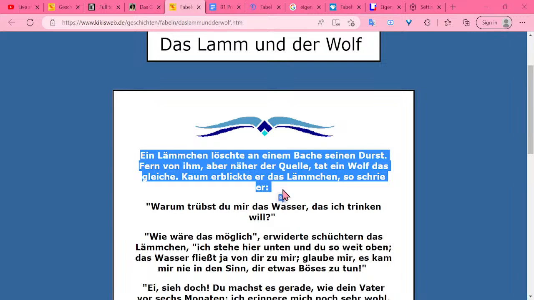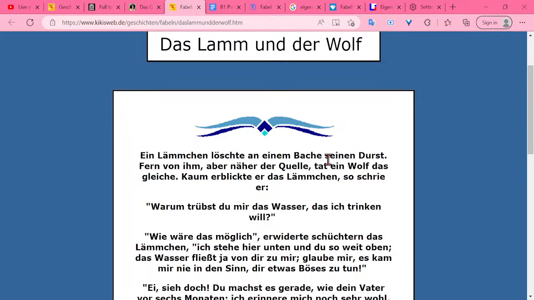Ein Lämmchen löschte an einem Bache seinen Durst. So he quenched his thirst in a little brook, fern von ihm, aber näher der Quelle tat ein Wolf das Gleiche. So a little bit at a distance from him, but still close enough, a wolf did the same thing. And you can already probably see where this is headed. It's not very difficult to understand. The wolf is probably going to eat the lamb.